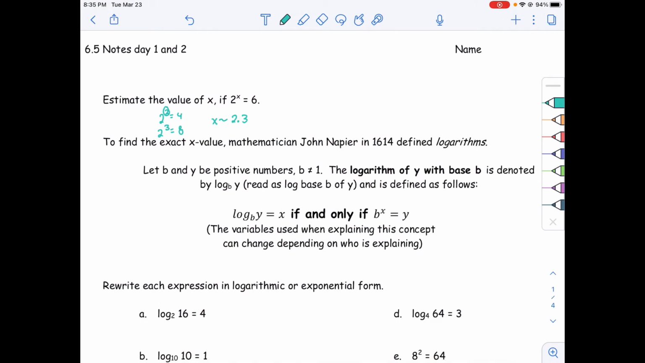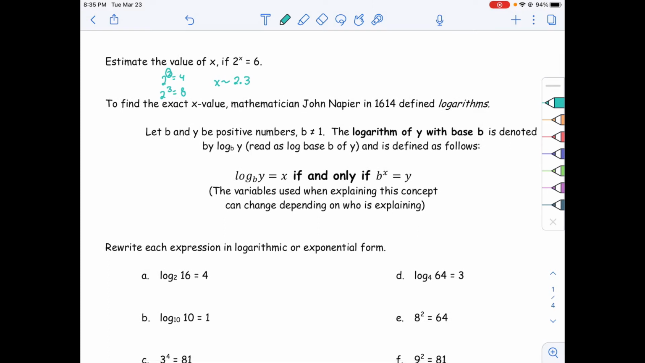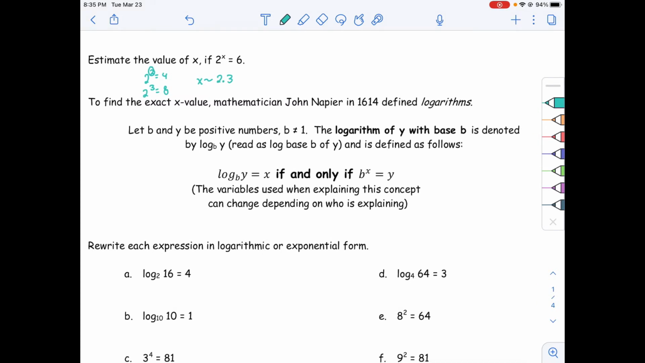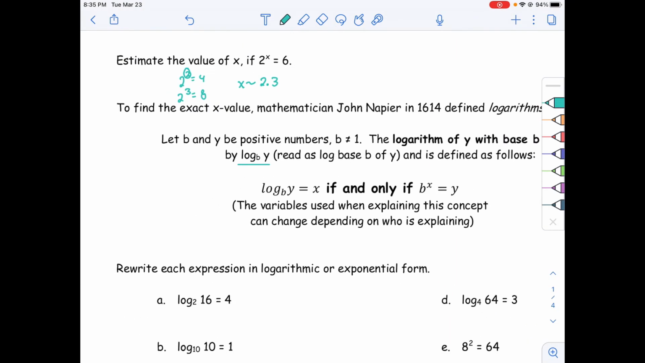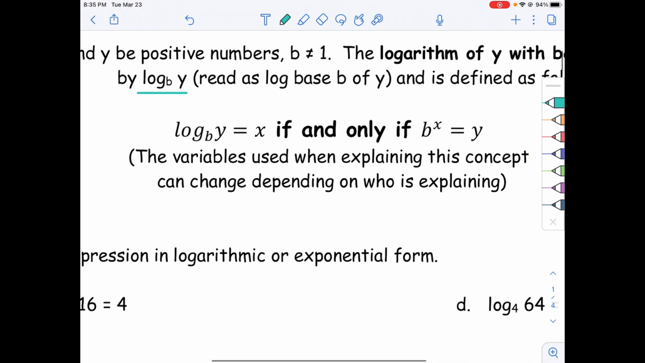So, to find the exact x value, mathematician John Napier in 1614 defined logarithms. We're going to let b and y be positive numbers where b cannot equal 1. The logarithm of y with base b is denoted by log base b of y and is defined as follows. So this is the important thing right here. It's saying that log base b of y is equal to x if and only if b to the x is equal to y.